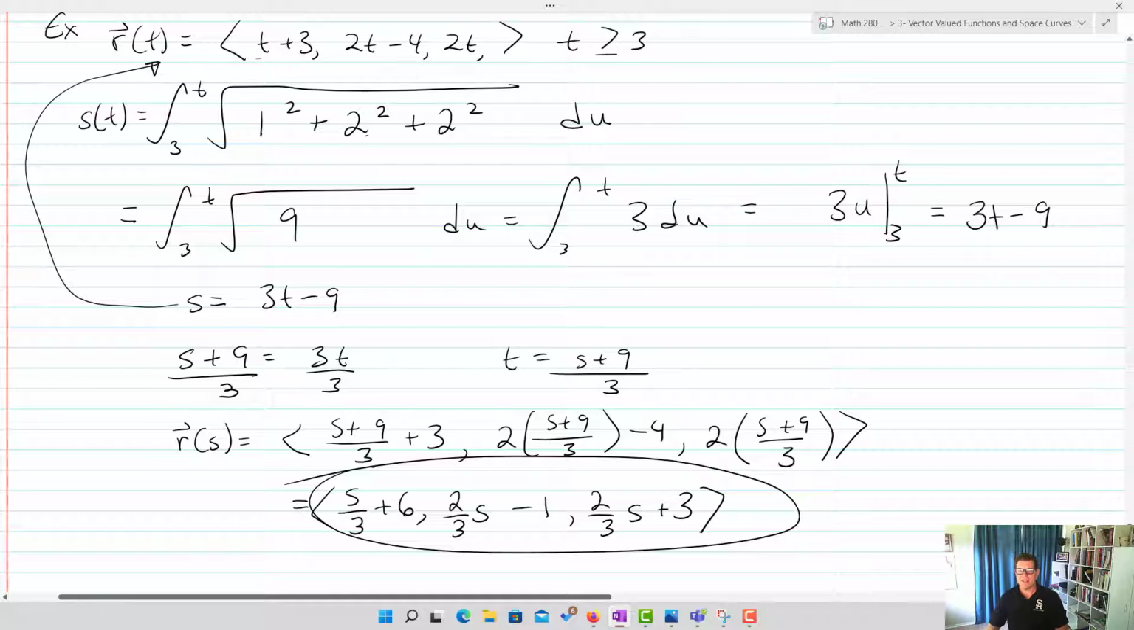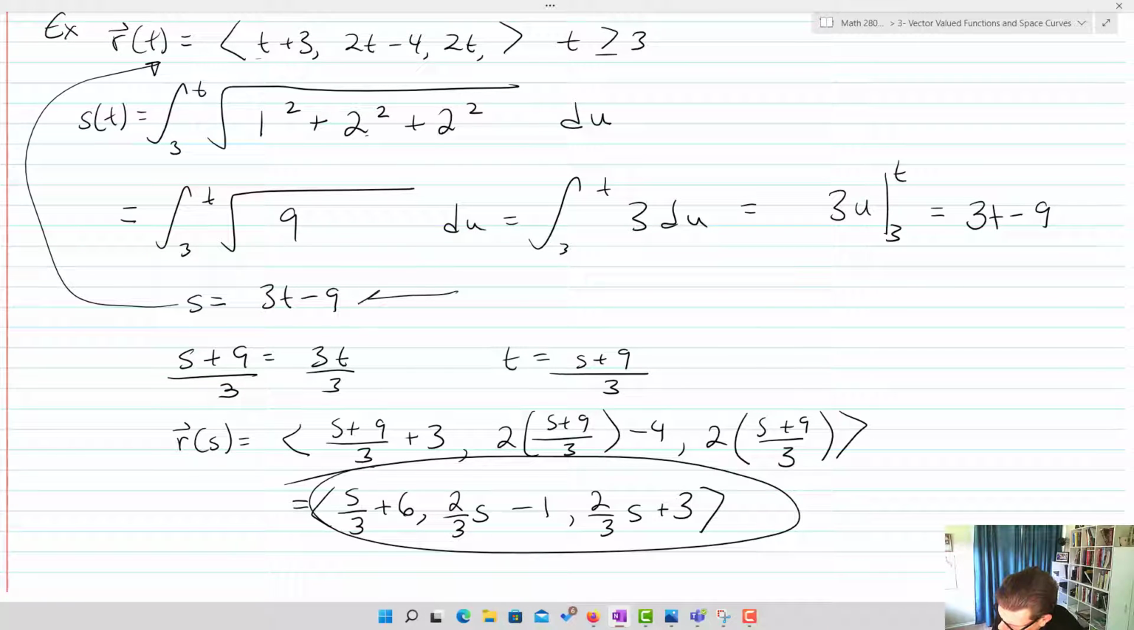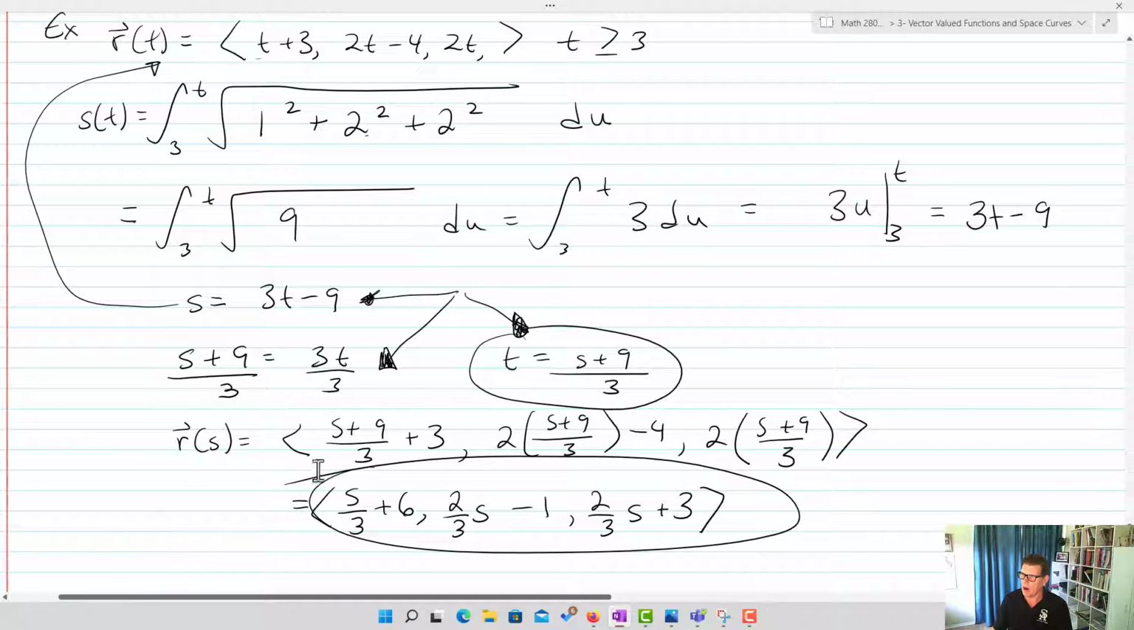So that's the process. Don't forget, right here, I'm going to erase it for you, but don't forget that once we find what s is equal to, we've got to go solve for t, to plug t back into our function r.